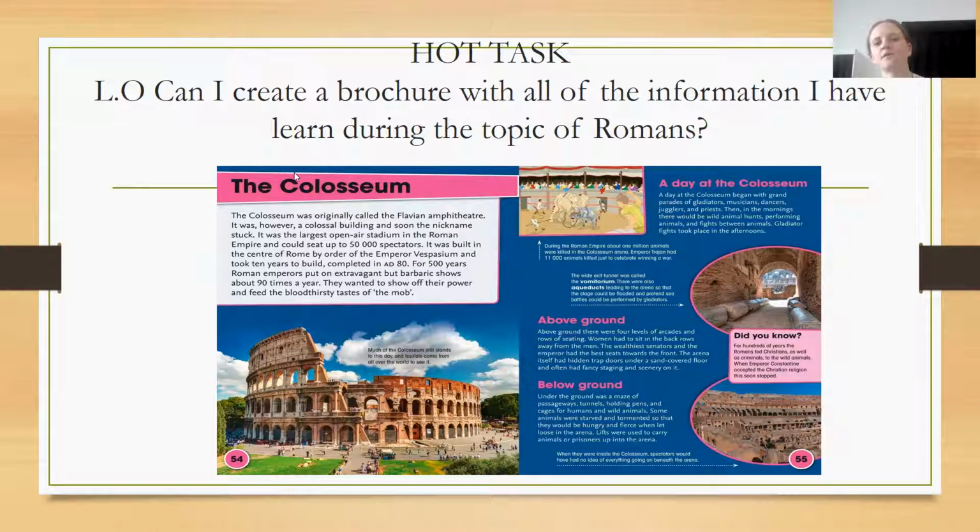The brochure is obviously information about places you'd want to visit, things you could see, maybe a little bit of information about the history of it. This one is about the Colosseum, and it shows you what it was called, a little bit of history about it. It tells you what a day in the life of the Colosseum would be like, what it looked like above ground, what it was like below ground. So it gives you information about the things that you can visit, interesting facts.